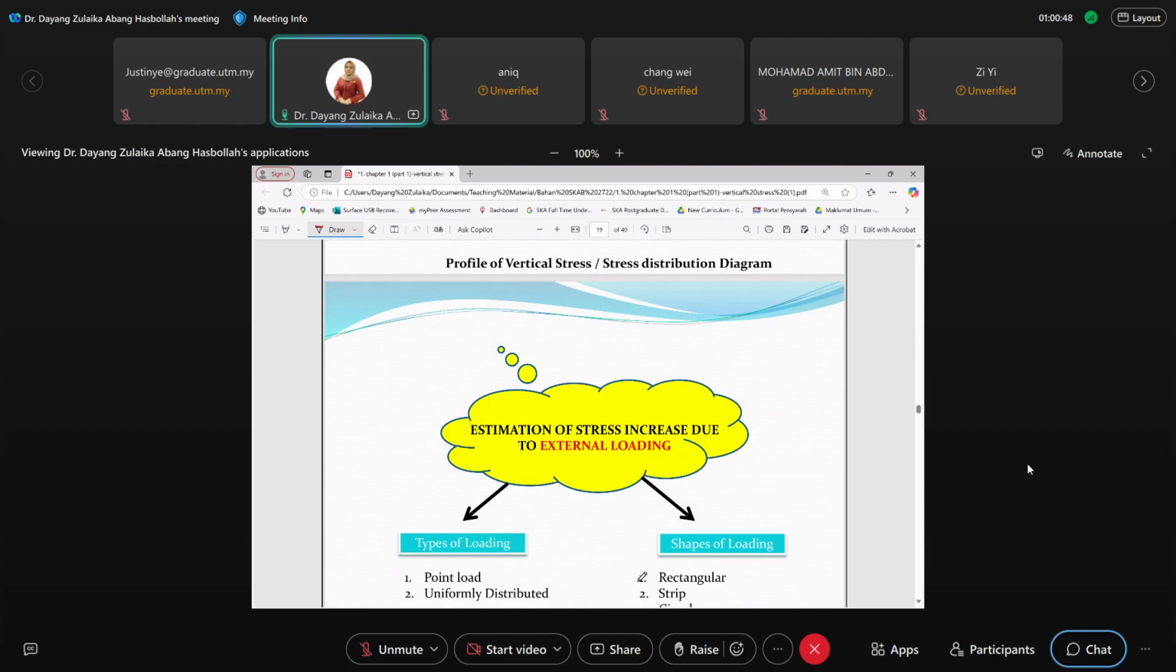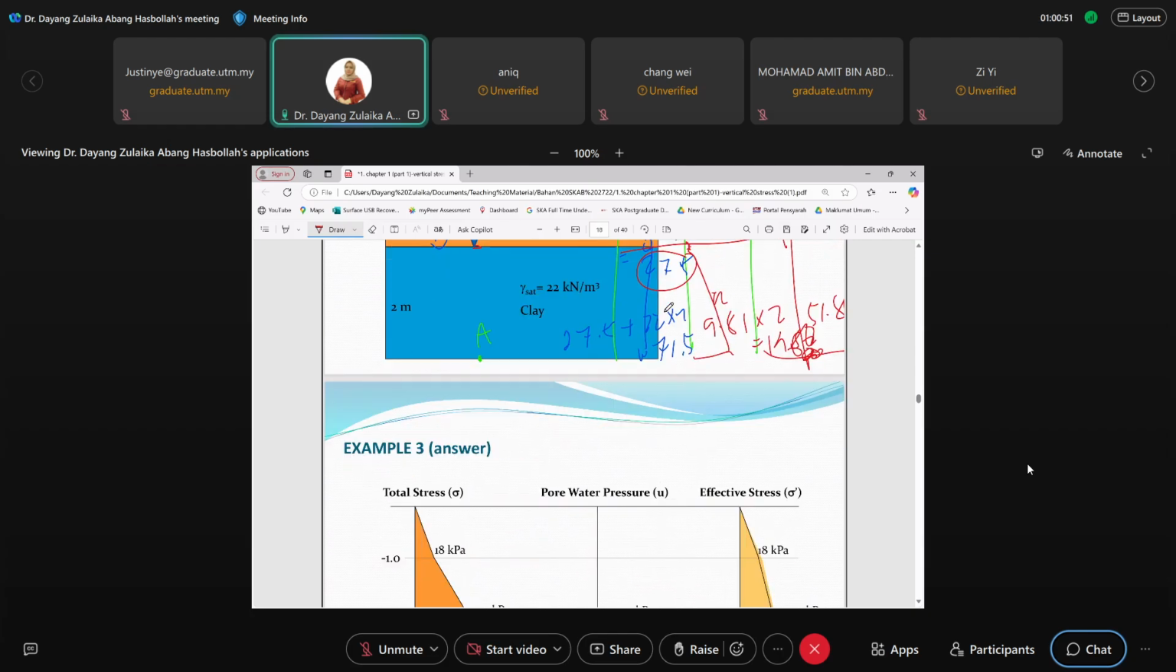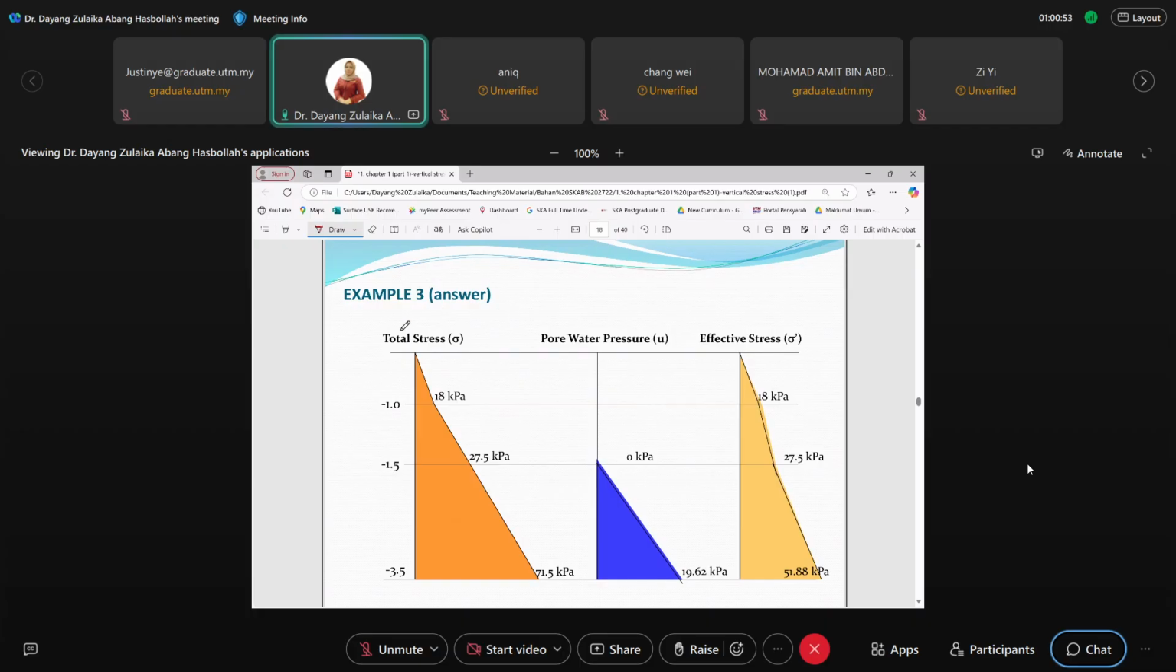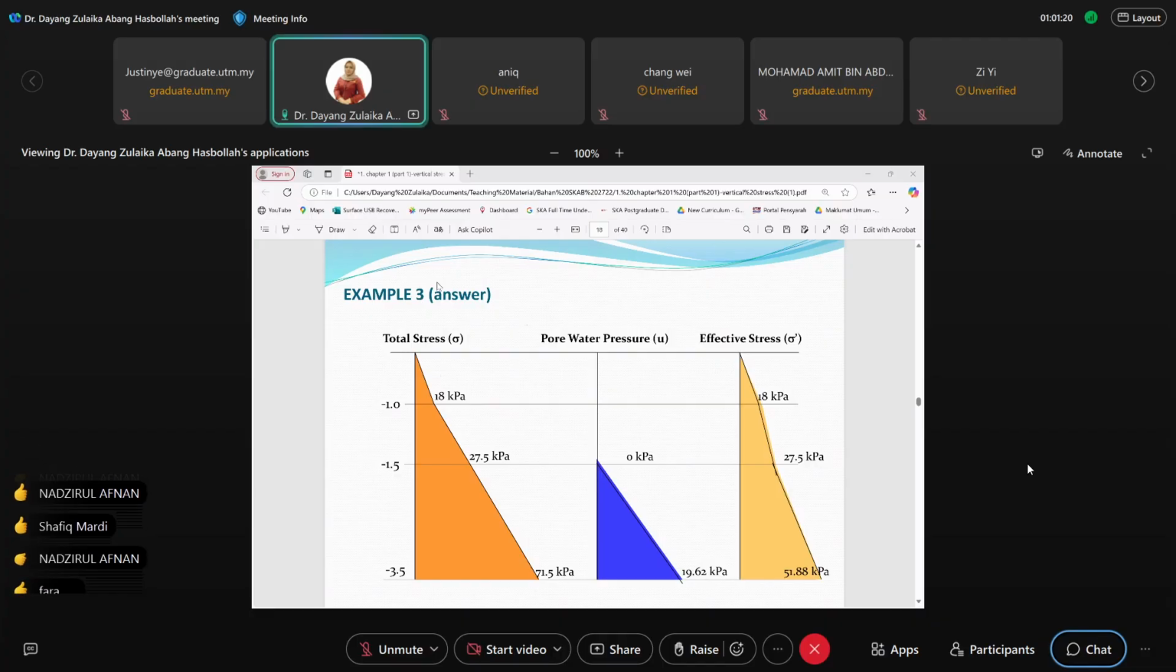But now I will give you the exercise so you can do it at home. Try the exercise and produce the stress distribution diagram. I will forward the exercise in the WhatsApp group. Any questions so far? No question? Good, you understand.